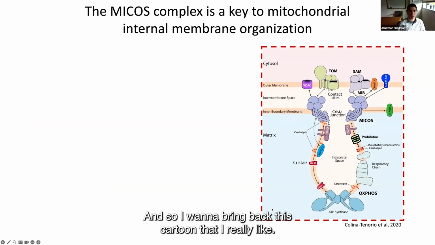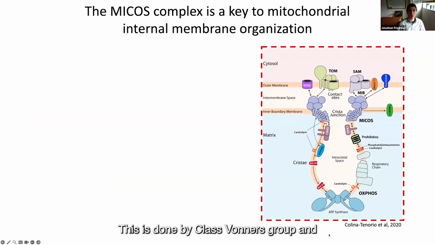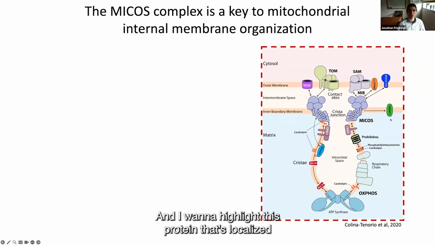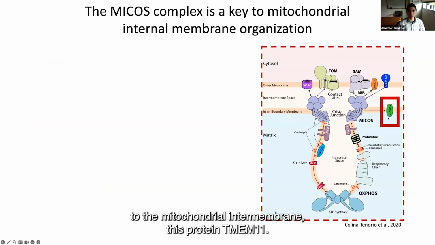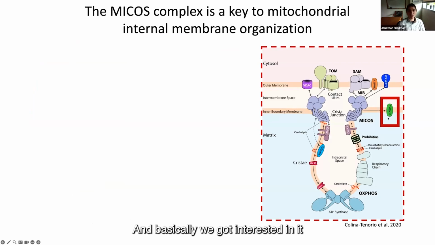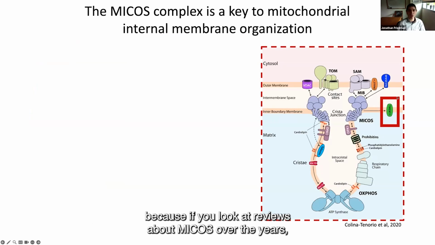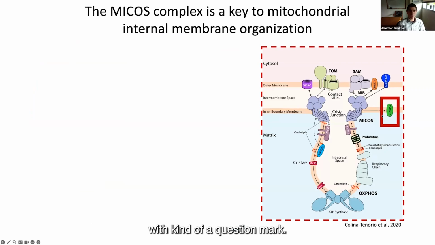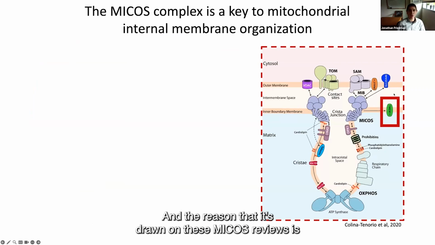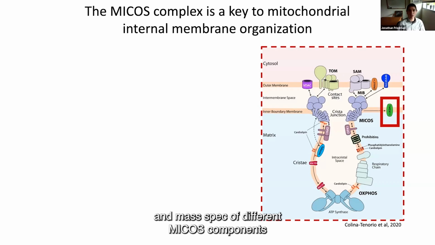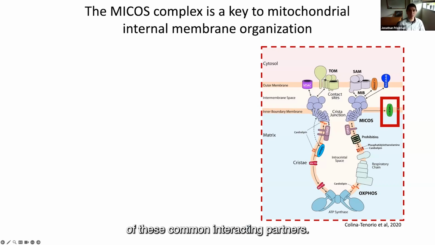And so I want to bring back this cartoon that I really like. This is done by Klaus Bonner's group and people in his group. And I want to highlight this protein that's localized to the mitochondrial intermembrane space, this protein TMEM11. And basically, we got interested in it because if you look at reviews about MICOS over the years, it's always drawn with this arrow on the intermembrane with kind of a question mark. And the reason that it's drawn on these MICOS reviews is in part from two different studies. So one is work by Wade Harper's group, which did IP and mass spec of different MICOS components. And they always saw that TMEM11 showed up as one of these common interacting partners.